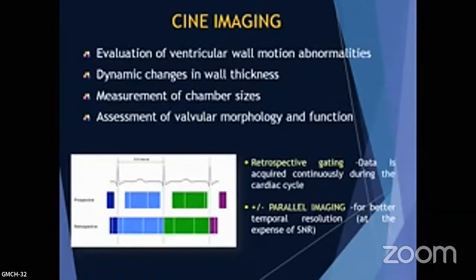What we get with the SSFP sequence, which is synonymous with cine imaging, is assessment of wall motion abnormalities and the dynamic change as the heart contracts, measurement of cardiac chambers, and assessment of valvular morphology and function. Typically it is a retrospective gated scan, which takes scanning throughout the cardiac cycle. If we have to decrease the acquisition time, which comes at the cost of SNR, we can use parallel imaging, in which multi-slice acquisition cine sequences can be done at the same time. This we usually reserve for patients who have poor respiratory breath hold.